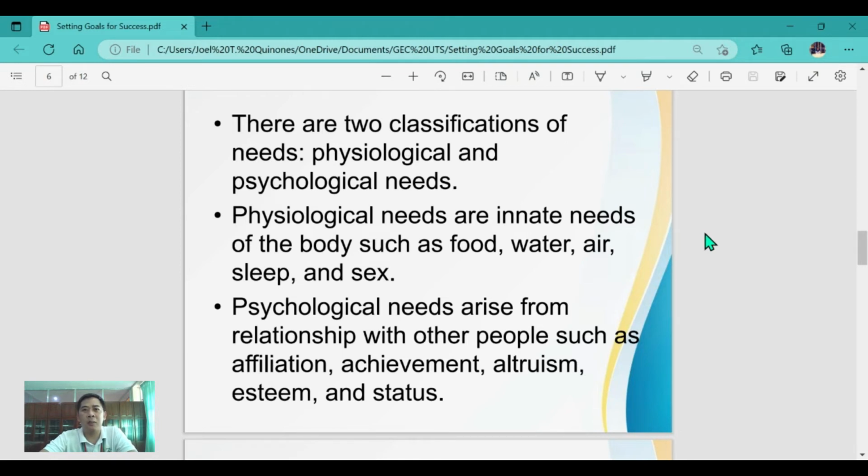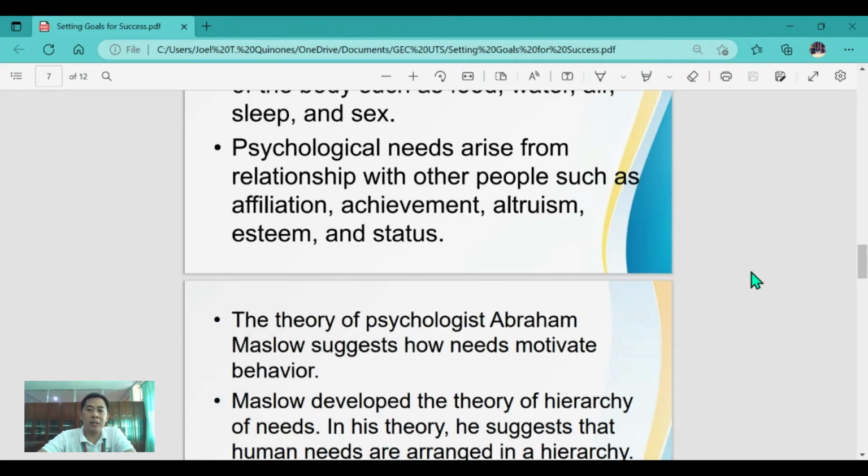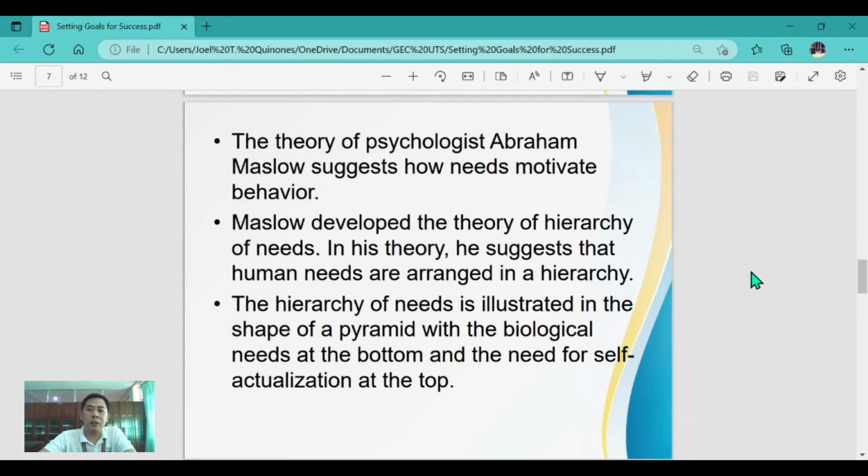When you say psychological needs, this is the need for us to have companionship, the need for us to have good relationships with other people, particularly with our family, relatives, and friends, because they are the ones who will be helping us when need arises. So that is psychological needs. Okay, we have here a theory from Abraham Maslow, a psychologist, on how needs motivate our behavior.